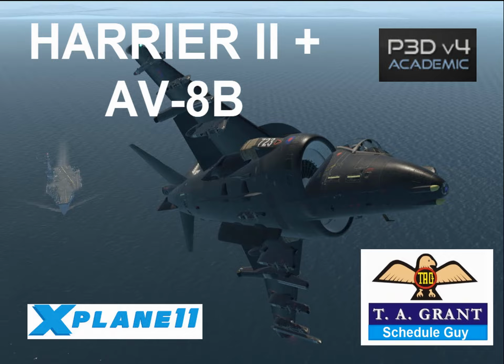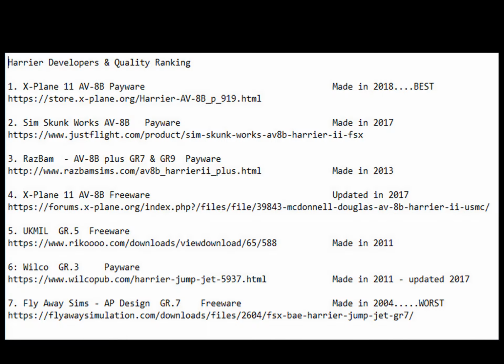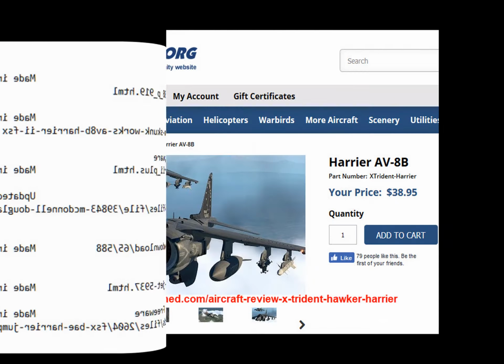Today we will look at the Harrier AV-8B and the Harrier II. There are currently 7 Harrier models available for FSX, P3D and X-Plane 11, and we will look at the 4 best examples. This list shows the rankings and when they were created. Understandably, the oldest is the worst.